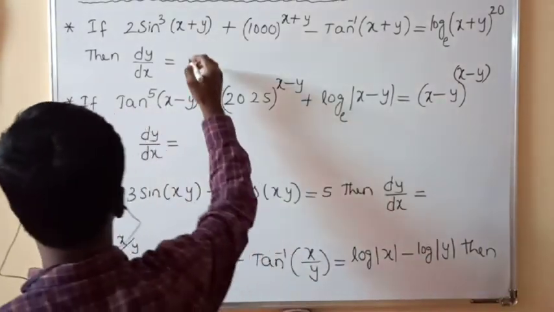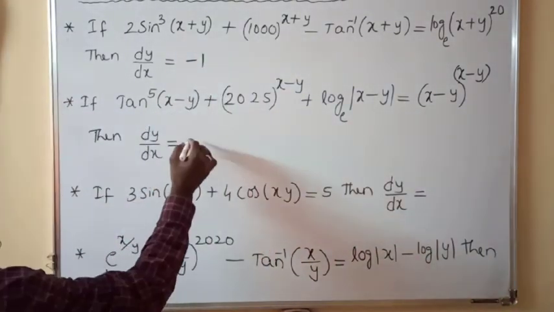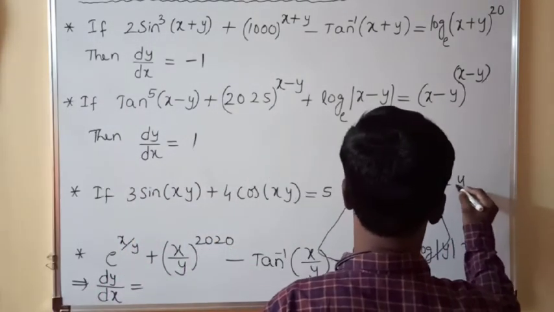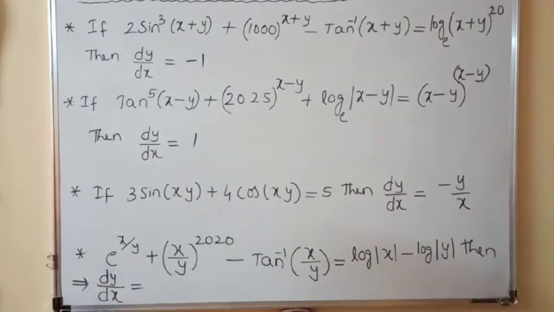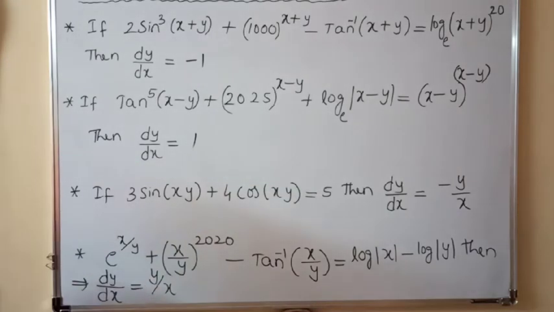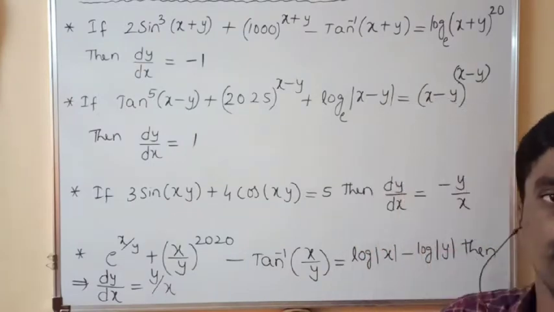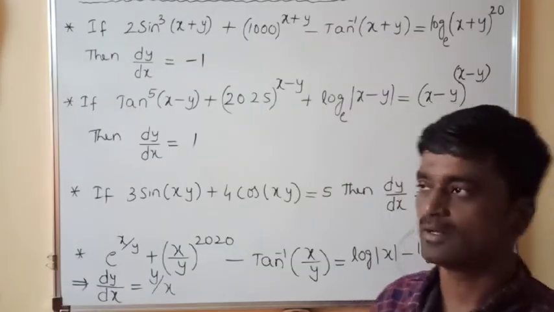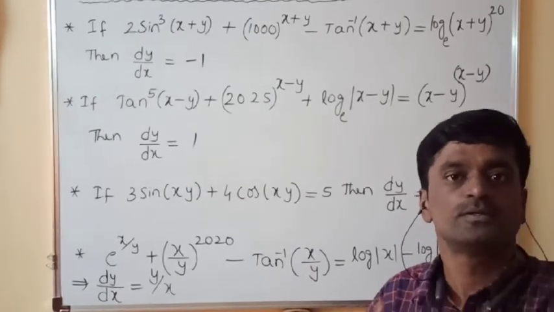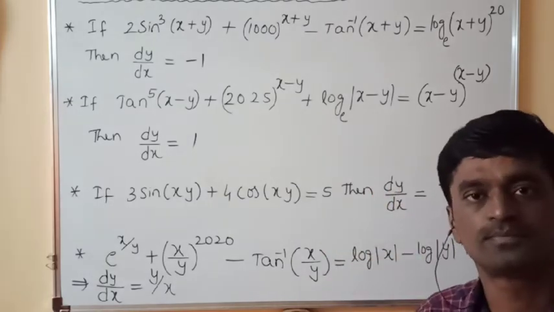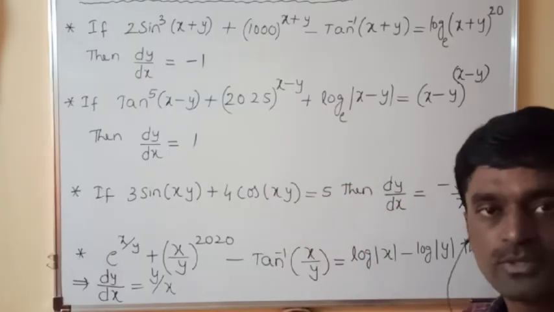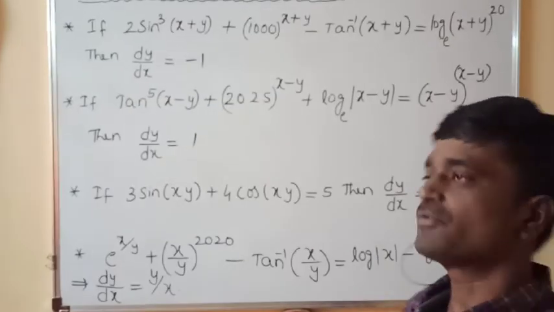See here, the first question answer is dy by dx equals minus 1. Second question answer is dy by dx is 1. Third question answer is dy by dx is minus y by x. And the last question answer is y by x. See how I did all these questions within just 2 seconds, because I used one shortcut. Using that shortcut I got all these answers. Just use that trick, then you can solve all these kinds of problems within 2 seconds. So what is that trick?